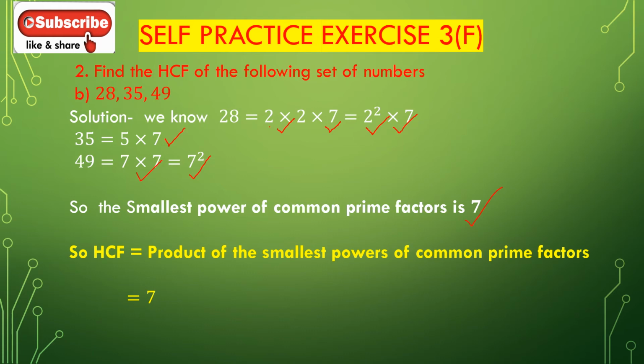So highest common factor, that is HCF, is the product of the smallest power of common prime factor, that is here 7. So 7 is the HCF, highest common factor, of 28, 35 and 49.